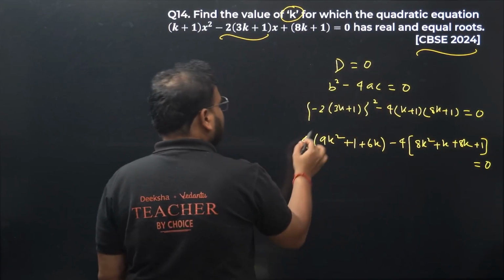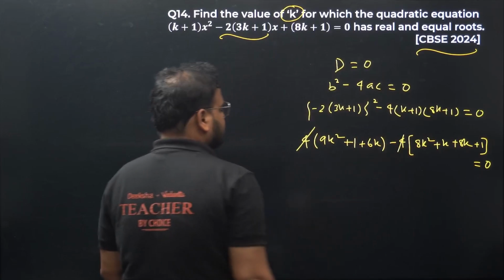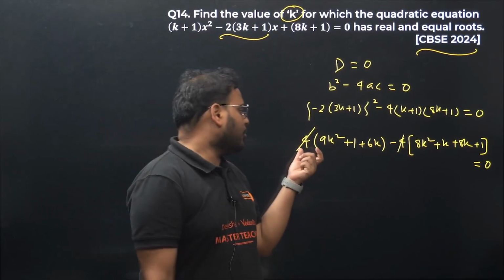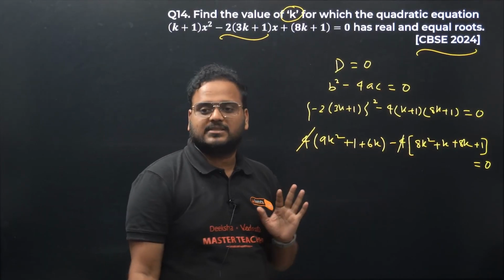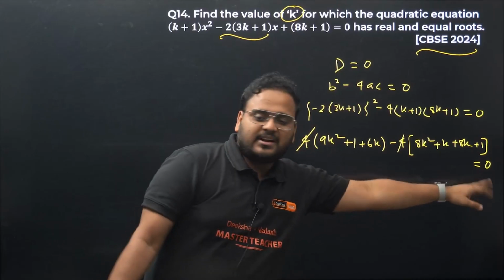You can see here I can take 4 common and divide by it on both sides. Take 4 common and divide 4 on both sides, so the 4 and 4 cancel. Take 4 common and put it on this side, again it cancels.